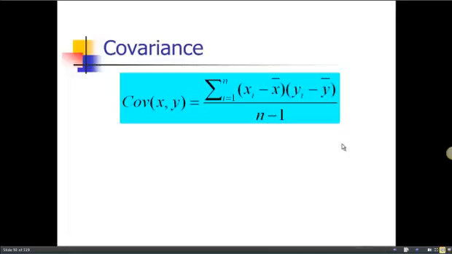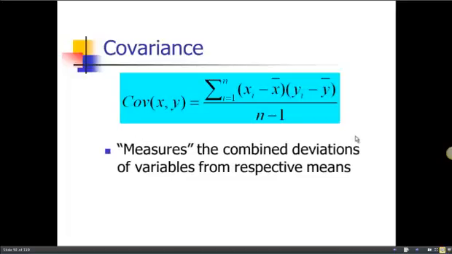And again, we'll see how we can calculate these in Excel. But it measures the combined deviations. I want to show you the formula because I want you to understand what it is that it's doing and how it gives us some indication about the relationship between these two variables, and particularly the direction of the relationship. Is it a positive relationship or a negative relationship?